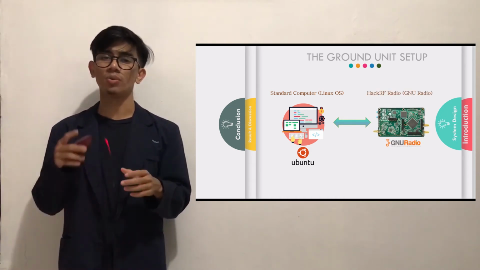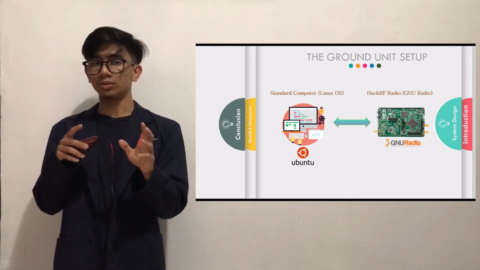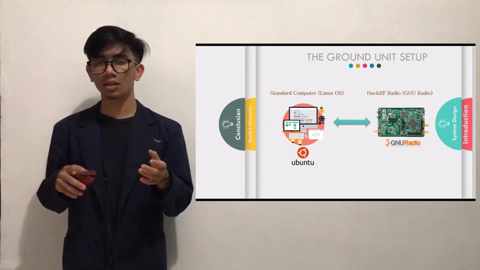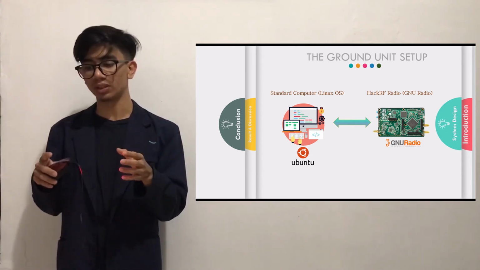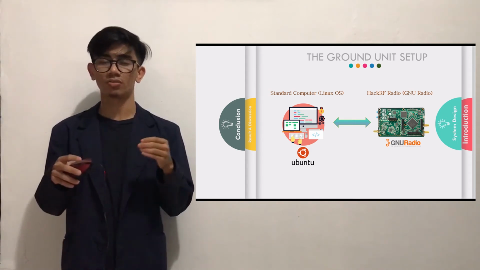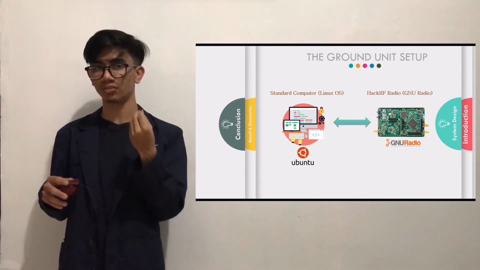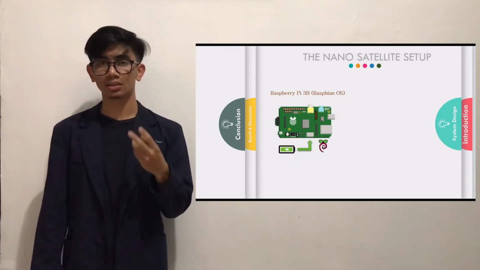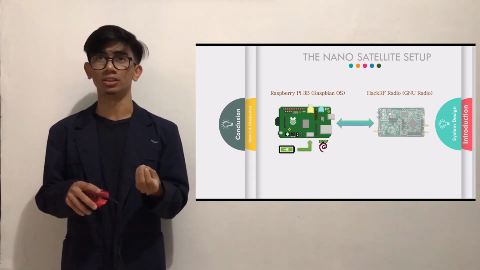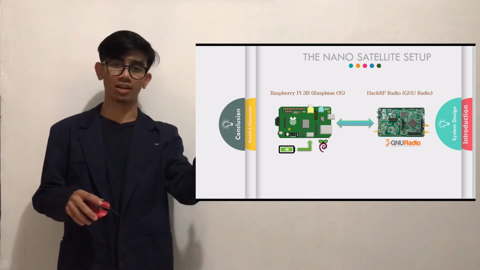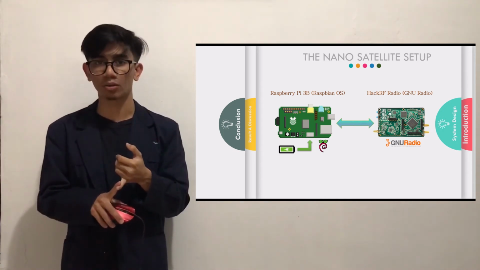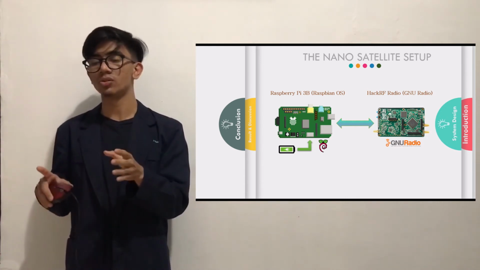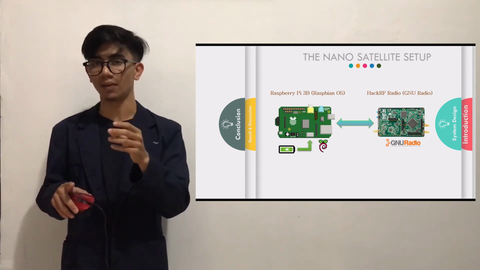Okay, let's move on to the ground unit setup. Here we have a standard computer with a Linux operating system, Ubuntu, and for the transmitter we have a HackRF with GNU Radio. The function of GNU Radio is to transmit and receive data. This is the ground setup. Number two is the nano satellite setup. Here we have a Raspberry Pi for microprocessing with a battery for the power supply, and GNU Radio to transmit and receive the data.